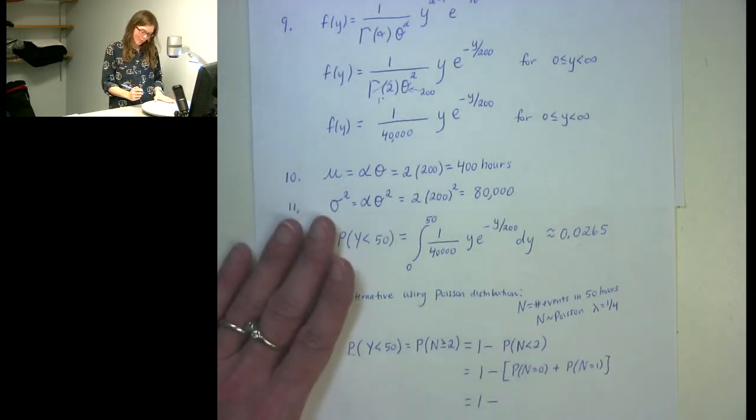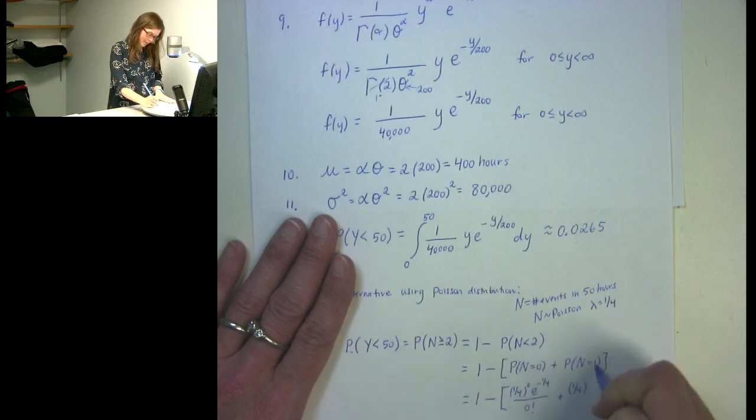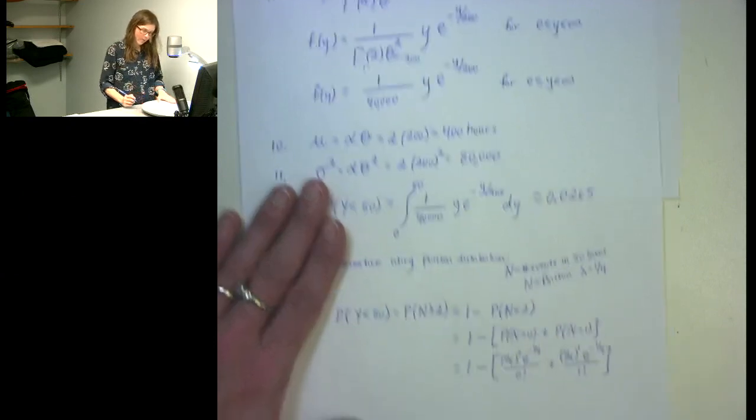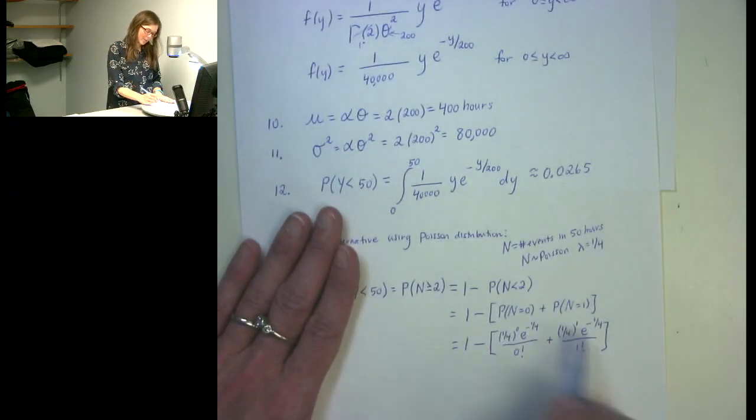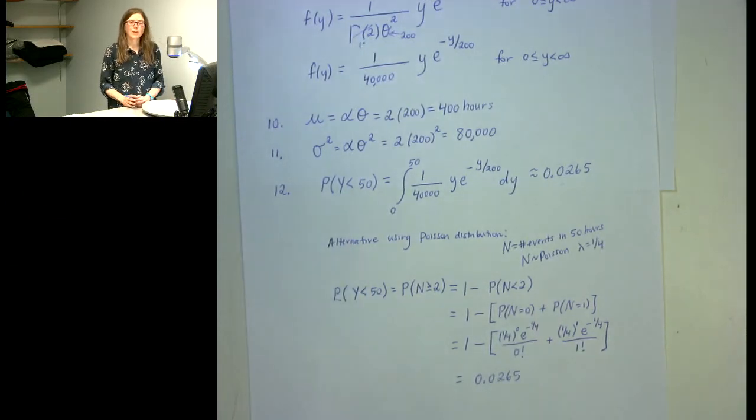Now I can calculate these probabilities using a Poisson distribution: 1/4 to the n power times e to the minus lambda over n factorial, plus 1/4 to the n equals 1 power times e to the minus lambda divided by 1 factorial. Once again, if I complete this calculation, I get, rounded to 4 decimal places, 0.0265. So once again, this shows the connection between the Poisson and the gamma distribution, and the Poisson and the exponential distribution.